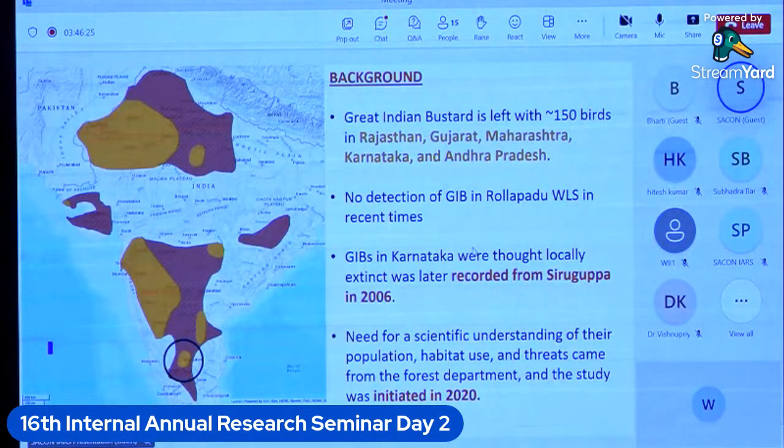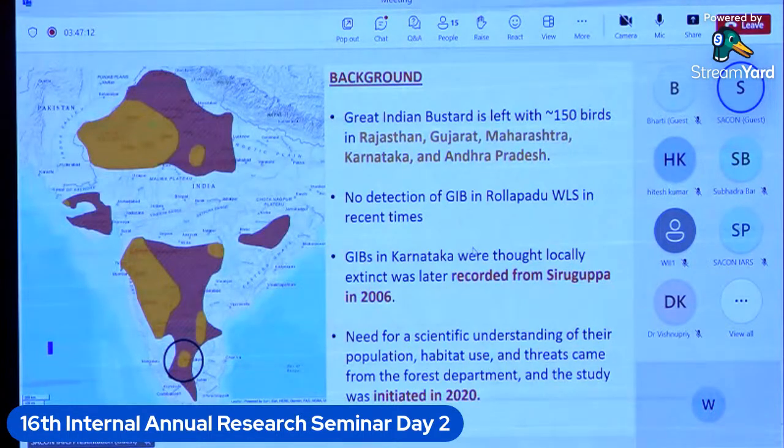One of them is the Great Indian Bustard. Earlier it was widely distributed, but probably the birds are now confined to Rajasthan, Gujarat, Maharashtra, Karnataka, and Andhra Pradesh. And in the Deccan Plateau, they were confined to the Rollapadu Wildlife Sanctuary sometime back in the last decade, and later there were no other sightings. However, in recent times, they have disappeared from Rollapadu also. In the last 3-4 years, they have not been recorded from Rollapadu. However, in 2006, the species was recorded from Sirguppa in Karnataka.